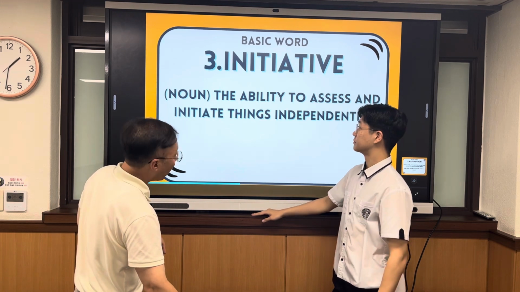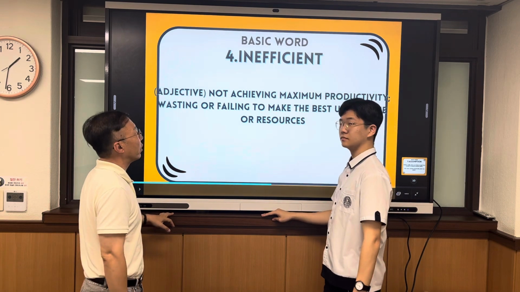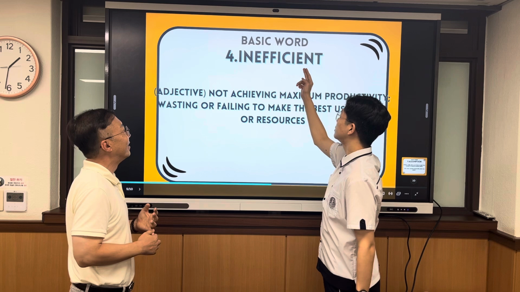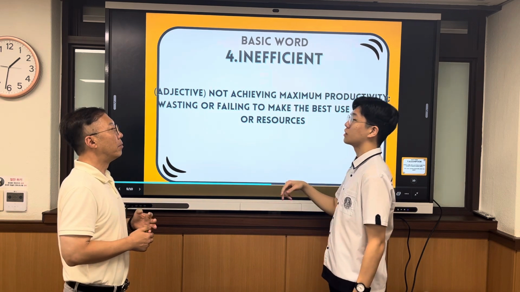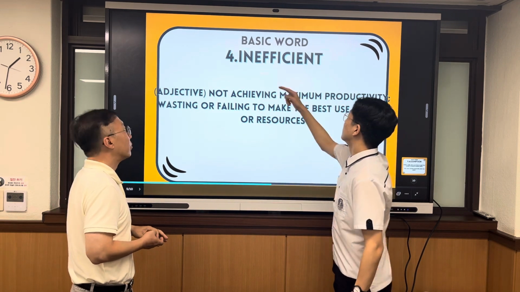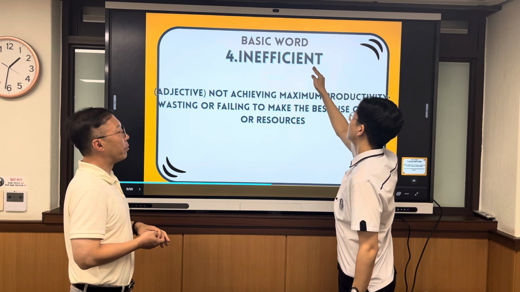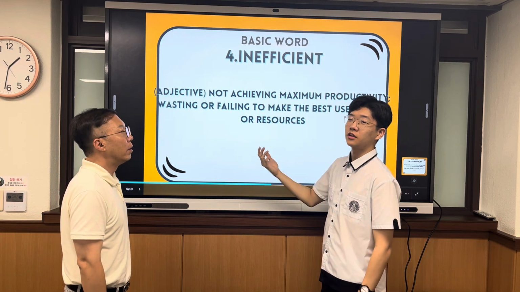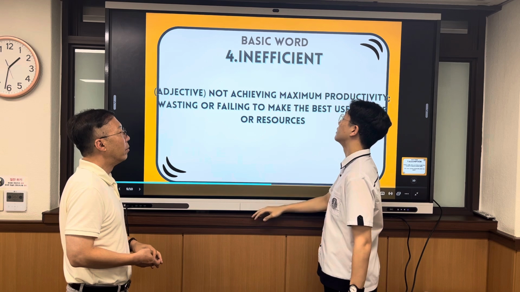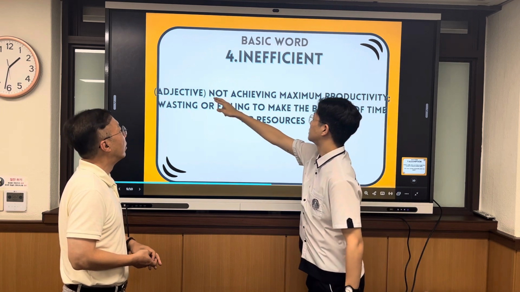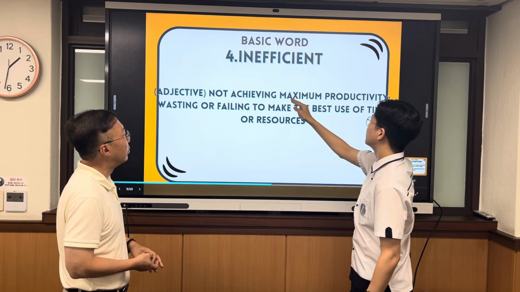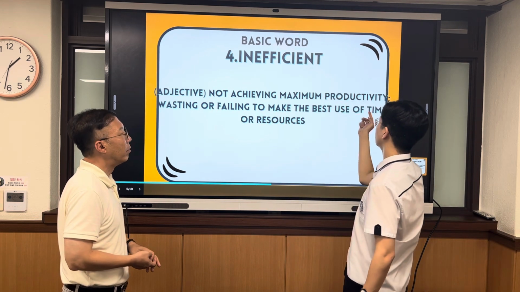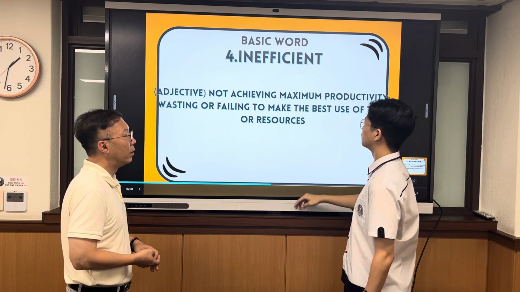Good. And our next word is inefficient. Okay. So what does inefficient mean? Inefficient is actually composed of the word efficient and the prefix in. So that is efficient and it is not efficient. That's going to be inefficient. So let's read the meaning. Well, not achieving maximum productivity, wasting or failing to make the best use of time or resources.